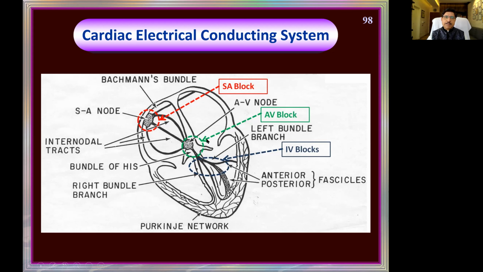So the impulse impinges on the AV node, and then you have the bundle of His, the right bundle, the left bundle, anterior and posterior fascicle, and there could be a block either in the node or in the bundle of His, or there could be independent blocks of any one of the three parts of the bundles here: anterior fascicle, posterior fascicle, and the right bundle branch block, or a combination of them.